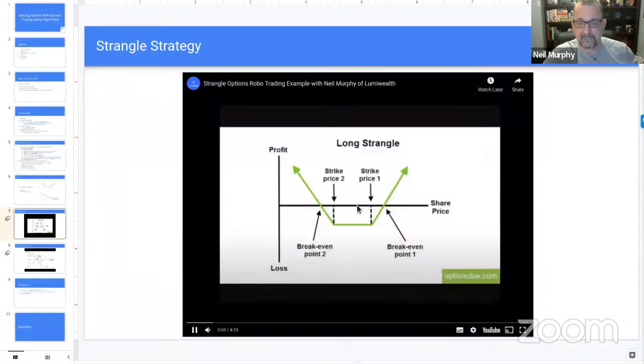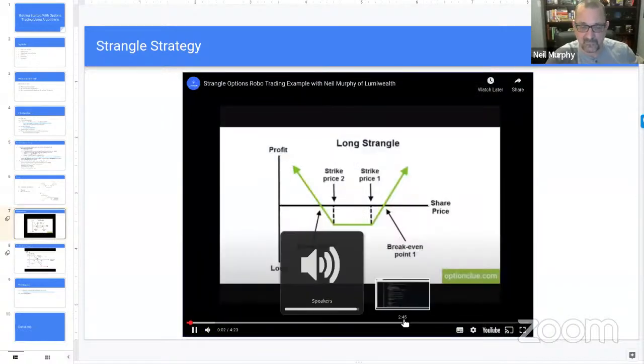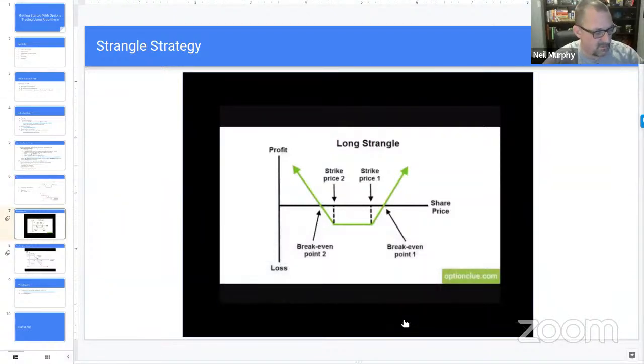So now we're going to have a look at an option strategy being executed by Lumibot. This is the long strangle strategy. There's a link in the.